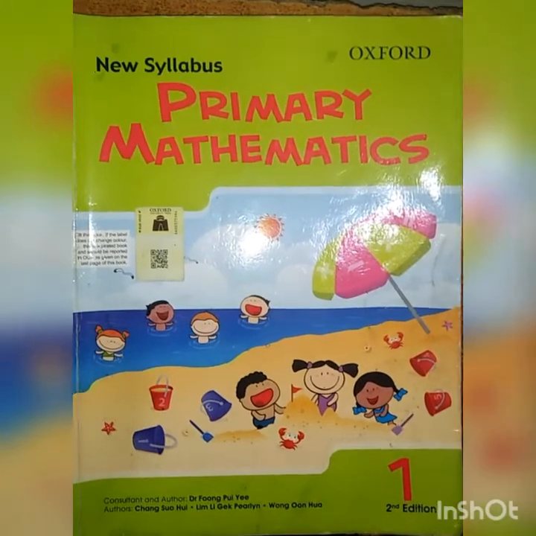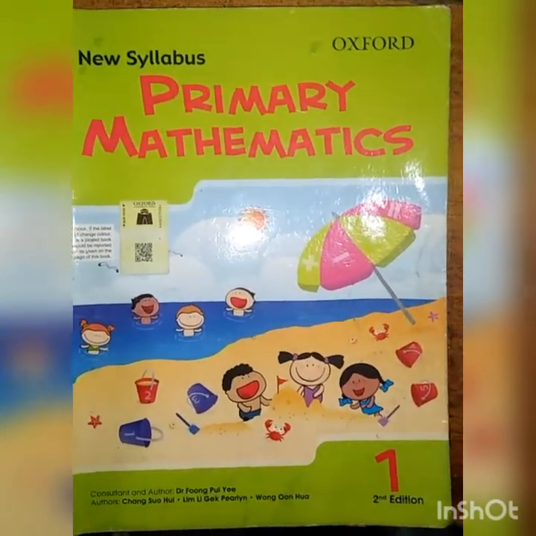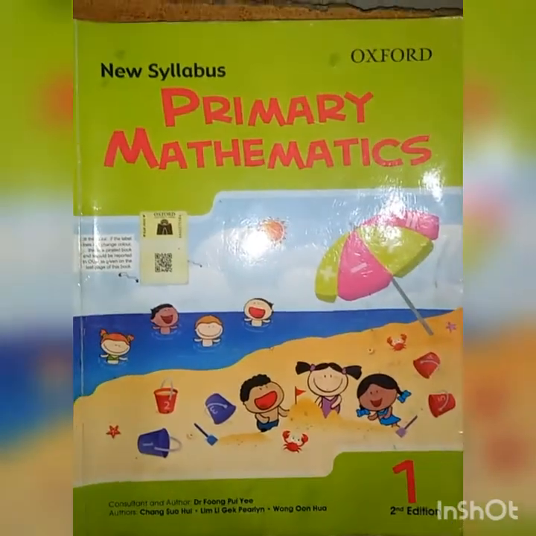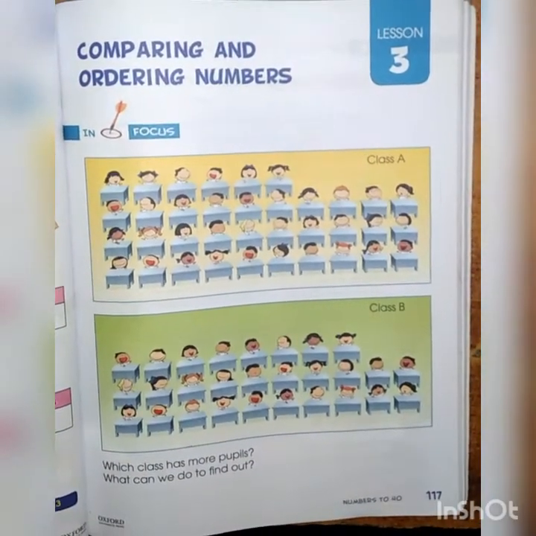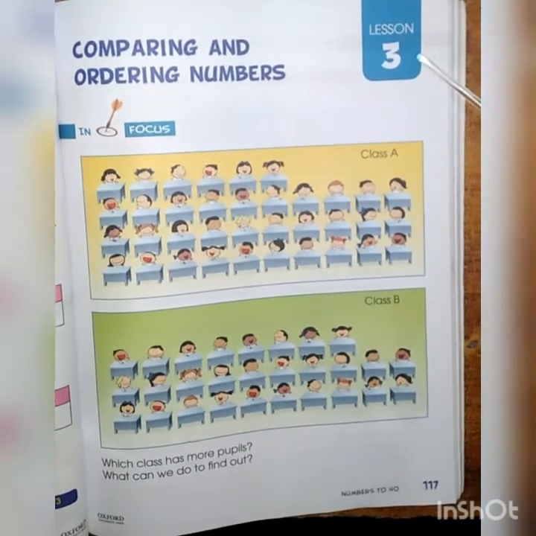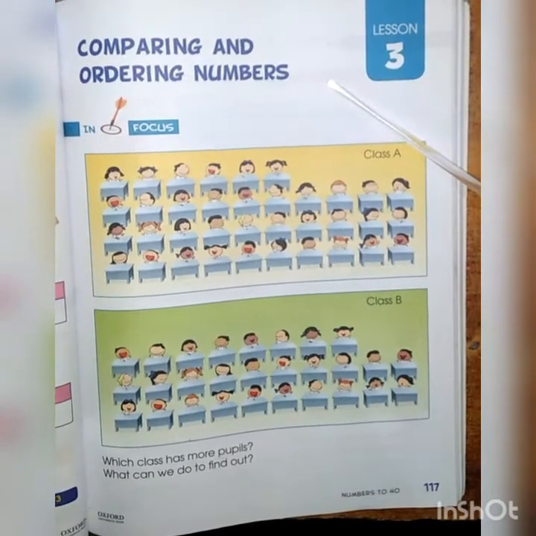Dear students, today we are going to learn primary mathematics of grade 1, second edition. Today we will learn our new lesson number 3 of chapter number 10, and the topic is comparing and ordering numbers.